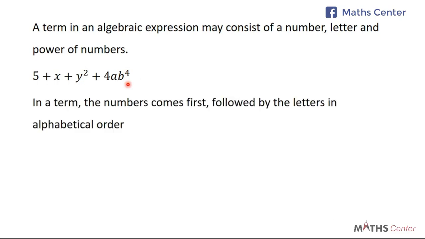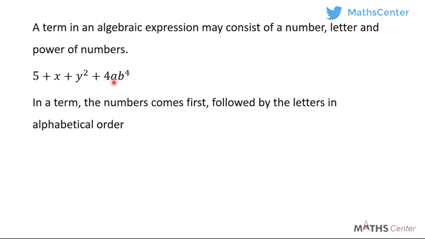In a term, the number comes first, followed by the letters in alphabetical order. So if you have a term in an algebraic expression where you have a number and a letter, the number must come first, then the letters will follow in alphabetical order. So for example, we have 4ab raised to the power 4.